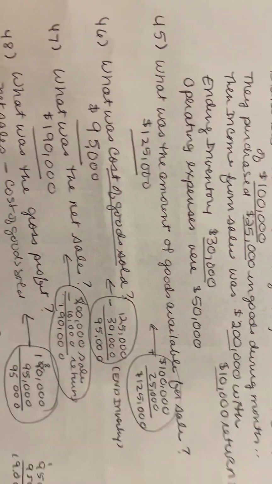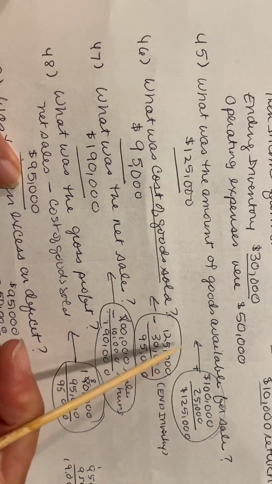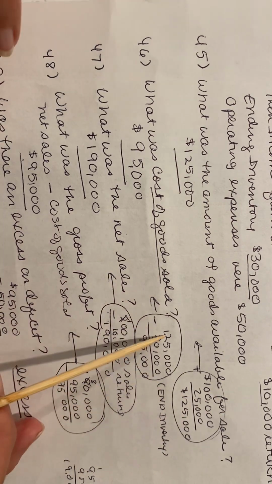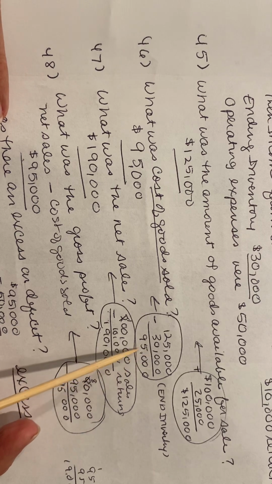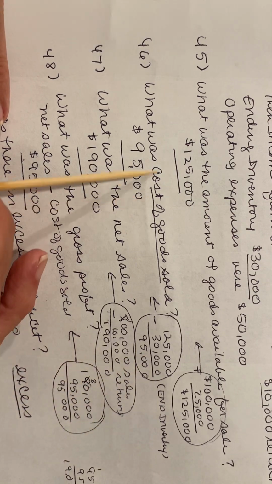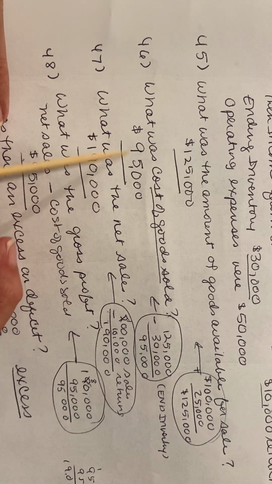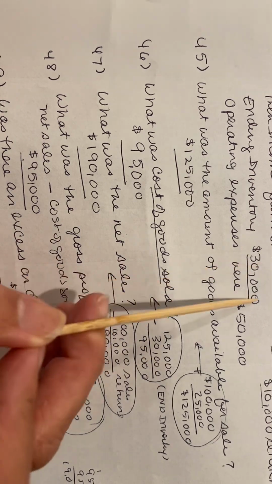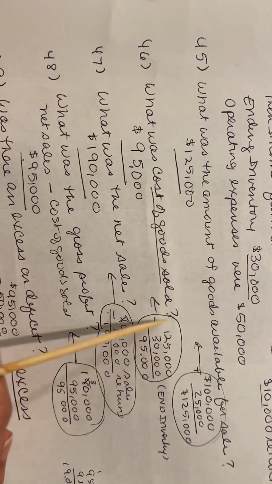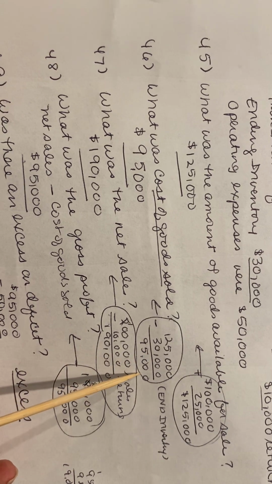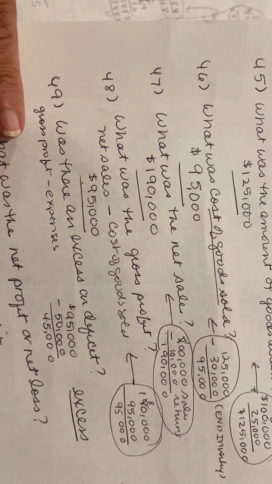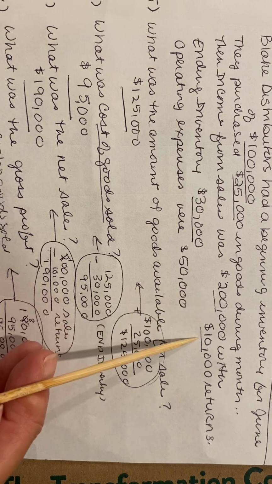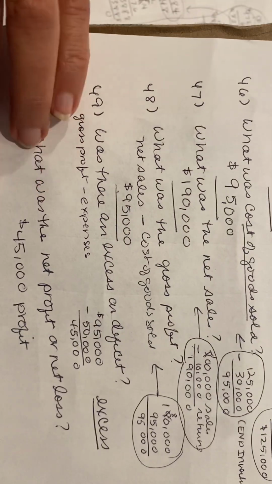The next one, what was the cost of goods sold? So you have to subtract your ending inventory because you didn't sell them. So now you have 125,000 minus 30,000, so you get 95,000, and that's going to be your cost of goods sold. Your actual cost of goods sold is 95,000 because you have to take off the stuff you had left that you didn't sell. So what was the net sales? The income from sales was $200,000, right? Up here it's $200,000, but you have to subtract returns.